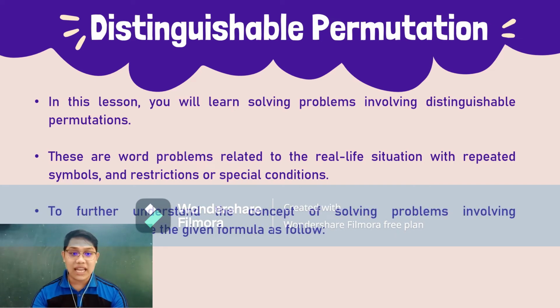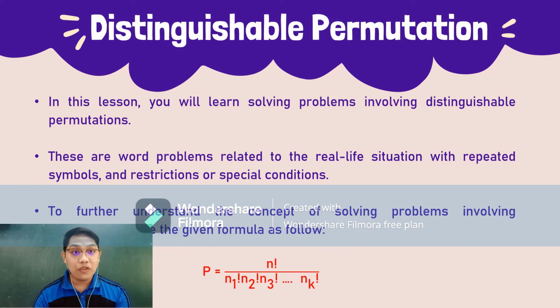To further understand the concept of solving problems involving permutations, use this formula. P is equal to n factorial over n sub 1 factorial times n sub 2 factorial times n sub 3 factorial times up to n sub k factorial. So meaning, pila ka buok ang iyahang condition. Kung isa lang ka condition, n sub 1 lang. Kung duha, n sub 2 and so on. To further understand this formula, we will be proceeding to the first example.